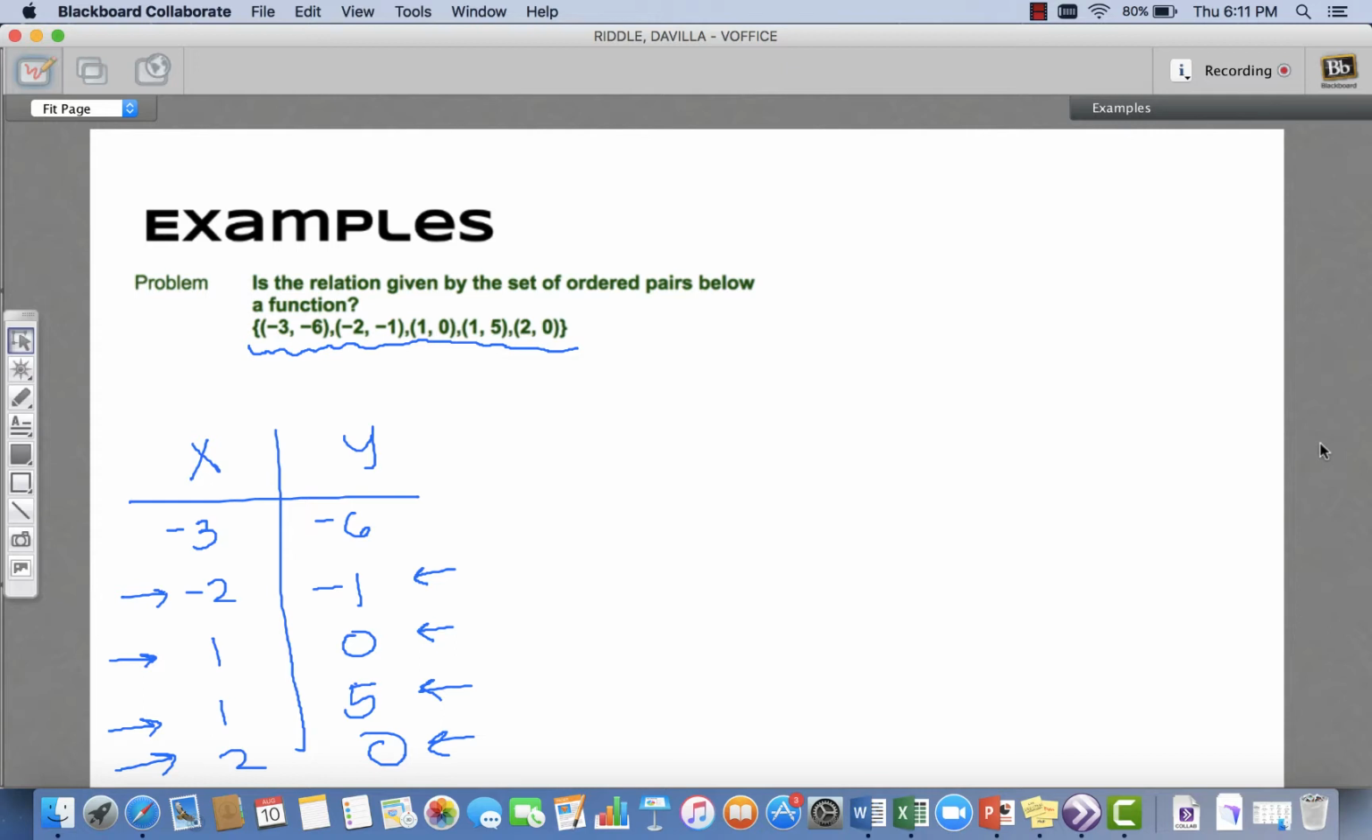Good. So now we see it, right? Just by looking at this, x is actually known as our input, while the y are actually known as our output. So just by looking at this, is this a function?